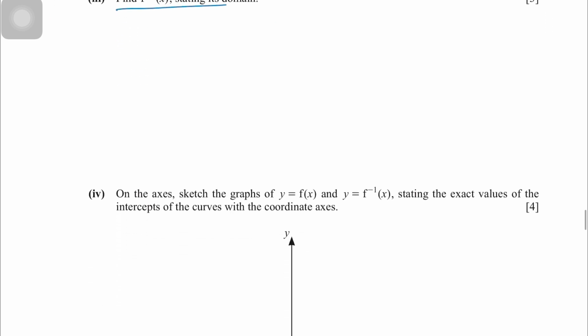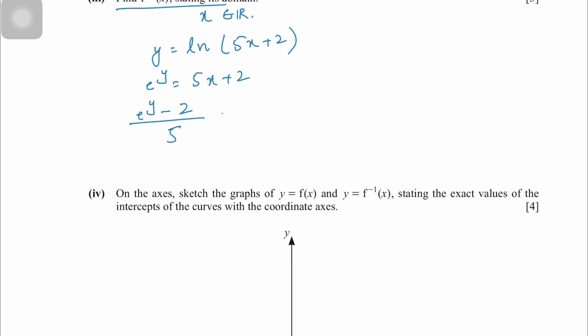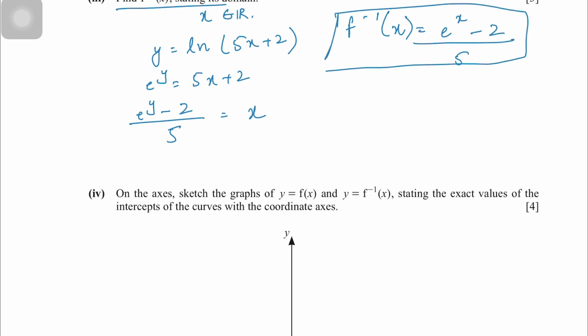Hence find f inverse of x, stating its domain. Now the domain is needed. Its domain would simply be the range of f, so x belongs to the real numbers. Let's calculate the inverse. So e to the power y equals 5x plus 2, e to the power y minus 2. This 5 would be divided, so this would be x. We can write this as f inverse of x equals e to the power x minus 2, over 5. So this is our final answer.